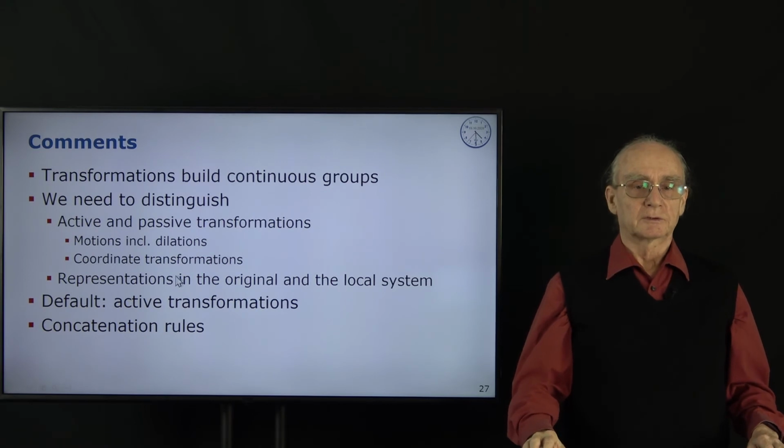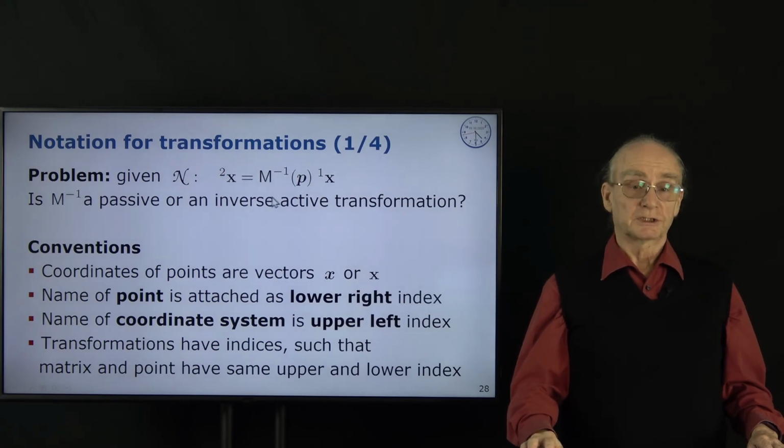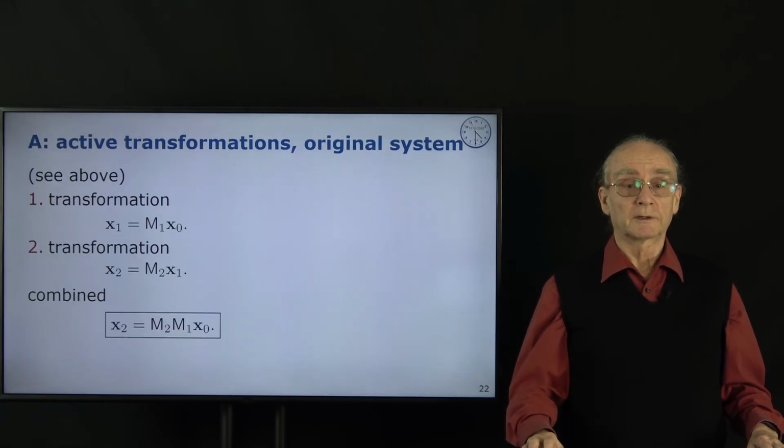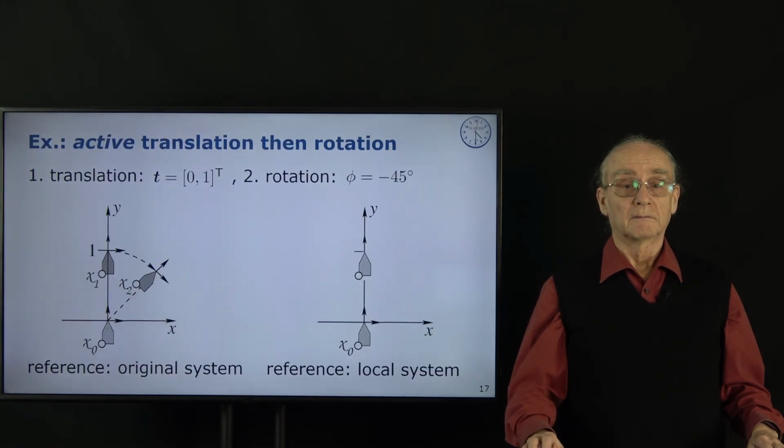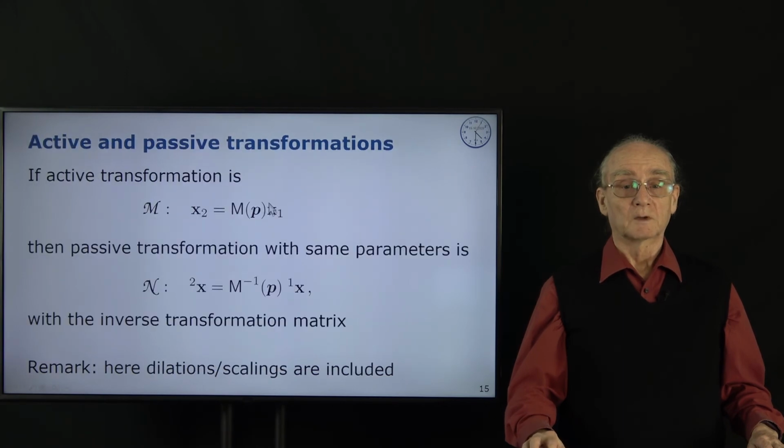Then we have seen how the concatenation rules look like. Now, we have a problem in notation. If I write down the inverse, I write down the passive transformation. Remember, this was somewhere here. Here we have the passive transformation with the same parameters. So you take your point with coordinates 1 in system 1, multiply it with the inverse matrix, depending on some parameters, and get the coordinates of the same point in the second system.